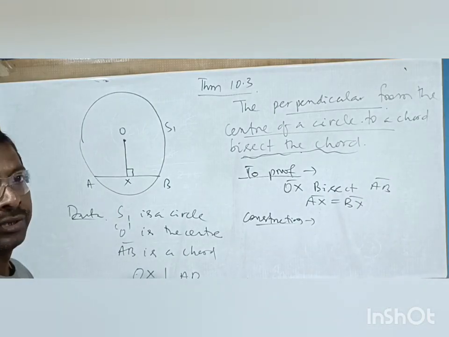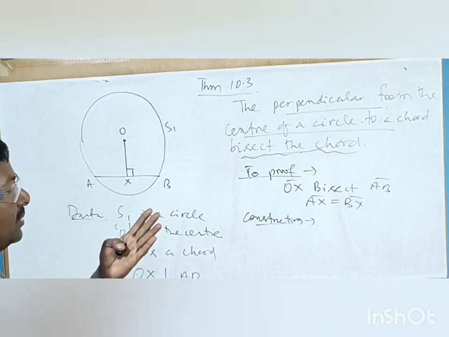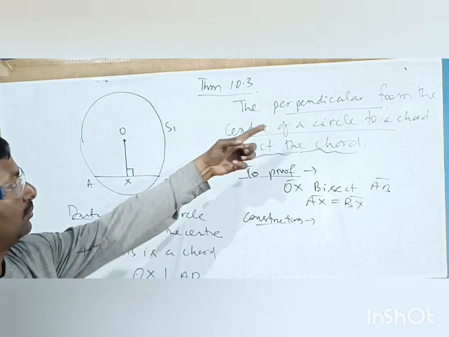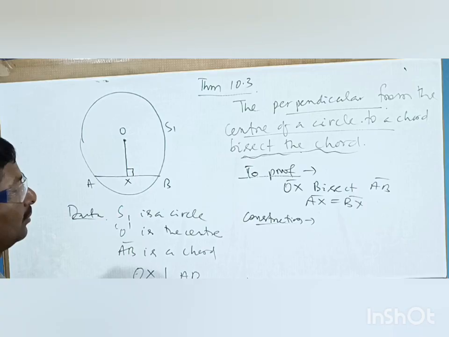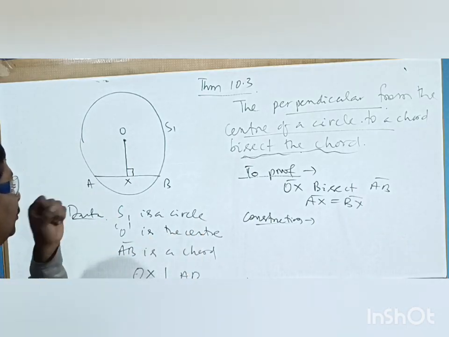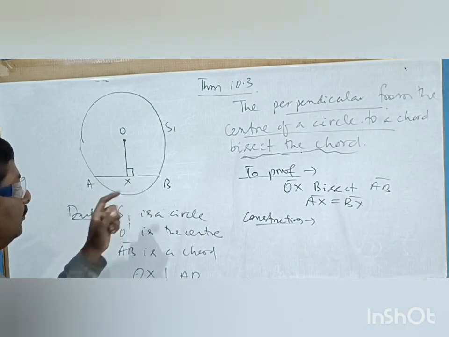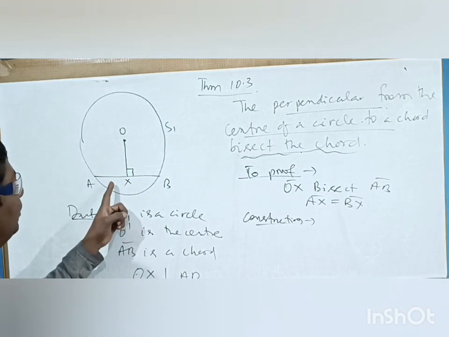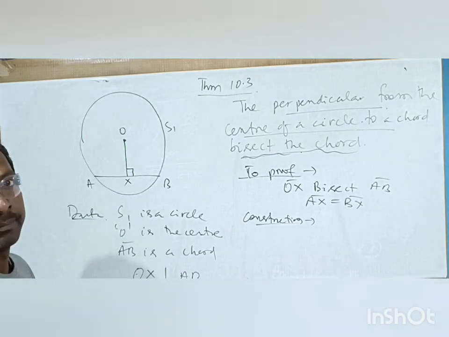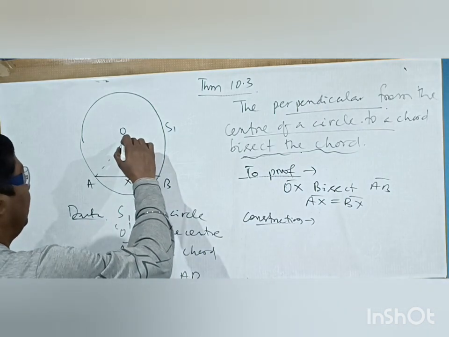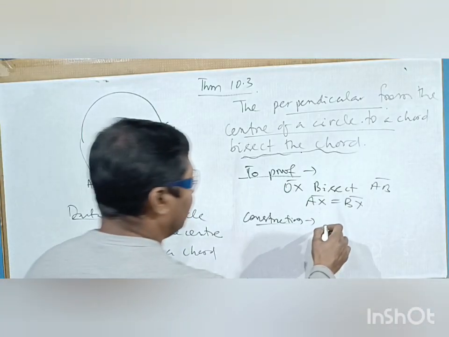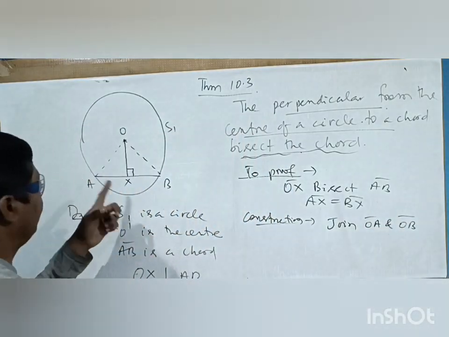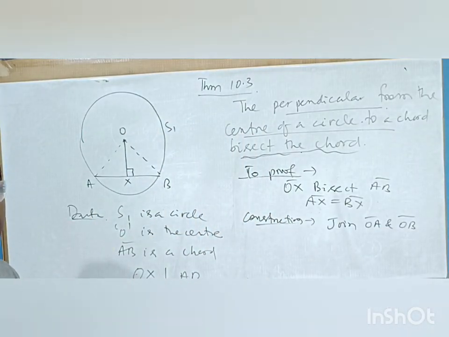The third is construction. What to do in the construction part? You have 4 parts, I am repeating. The data given, what to prove. These 2 parts are already given inside the question itself. And the construction you have to know is to make congruent triangles where these 2 will be a part of them. So join OA and OB. OA and OB will be same because it is the radius of the same circle S1.